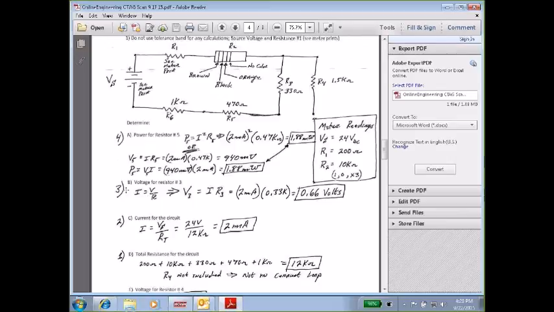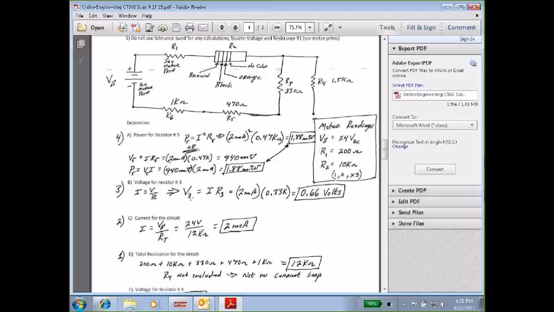Okay, now let's look at some other questions. Power for resistor number 5, voltage for resistor number 3. Well, I chose to find the voltage for number 3. Now, on finding the current, I used the source voltage and the total resistance. I applied Ohm's law to the entire circuit. Now I'm going to apply Ohm's law to one individual resistance. I is equal to V over R, therefore V is equal to I times R.